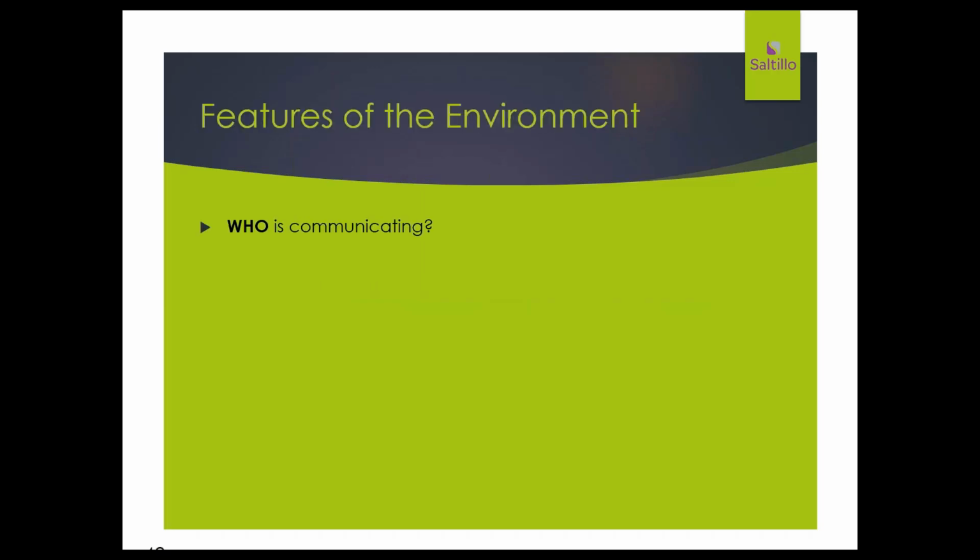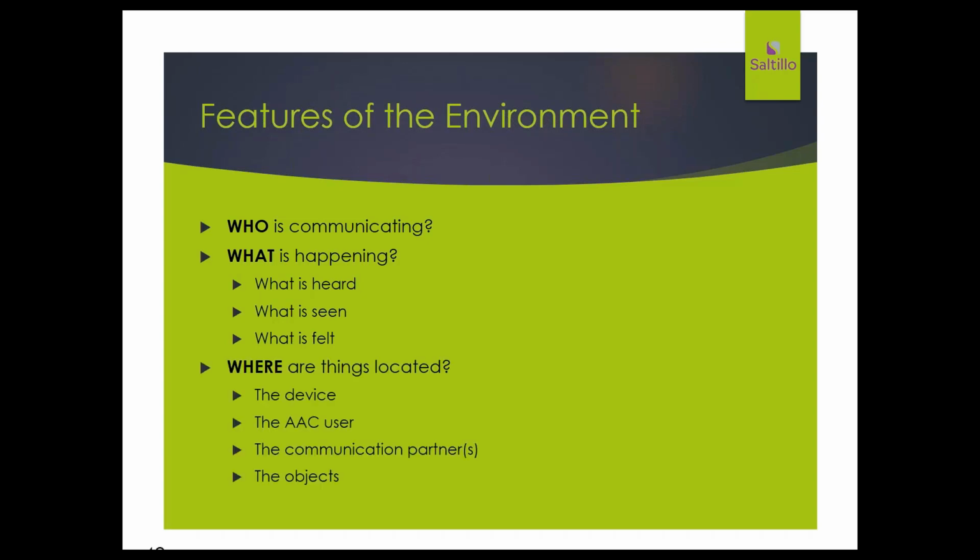So when we look at features of the environment, like I said, we look at who is communicating, who the communication partners are, what is happening, what is heard, what is seen, what is felt, and where things are located: the device, where is it? Is it on a shelf or is it in front of the student? The AAC user, the communication partners, the objects. There are also other factors to consider too: storage and accessibility, time, other potential threats for damage, like water, some saliva sometimes, and peers could be features of the environment that you have to consider.